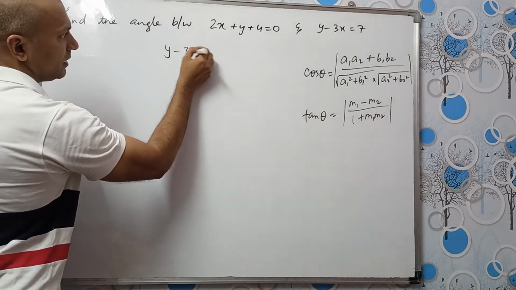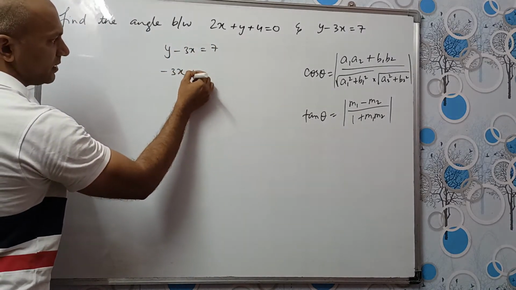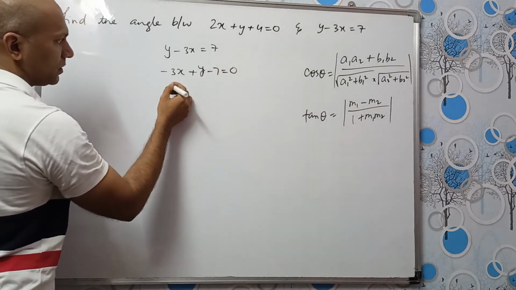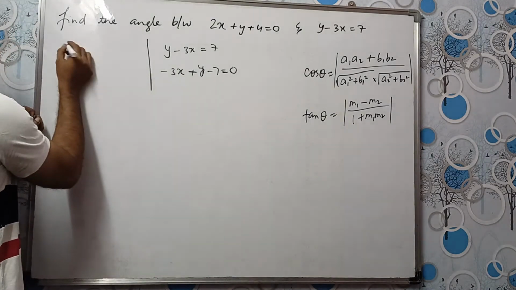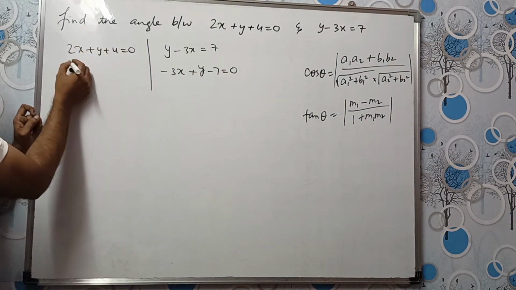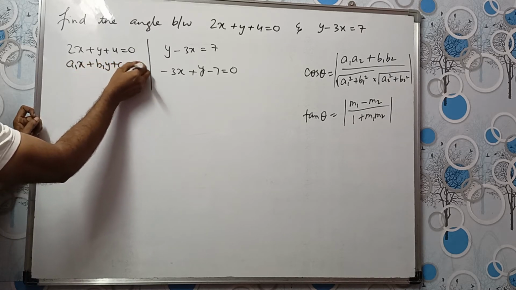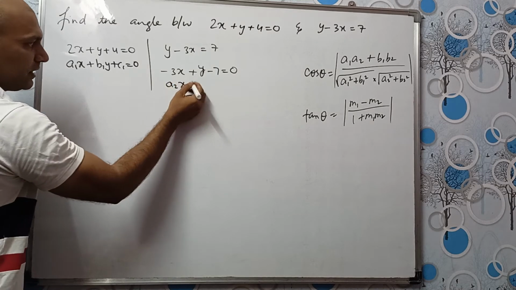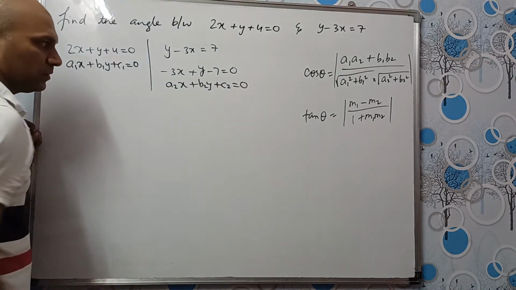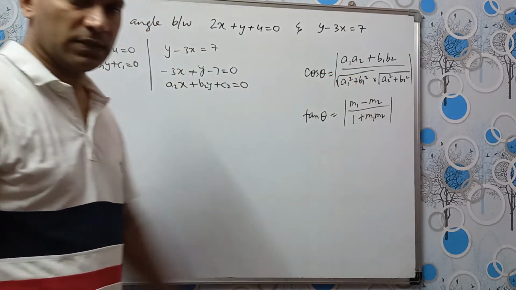y minus 3x is equal to 7. So if you bring 7 here, this will be minus 3x plus y minus 7 is equal to 0. Okay, and the first equation is 2x plus y plus 4 equal to 0. This is a1x plus b1y plus c1 is equal to 0, and this is a2x plus b2y plus c2 is equal to 0. Let us substitute the values of a1, a2, b1, b2 here in the formula.